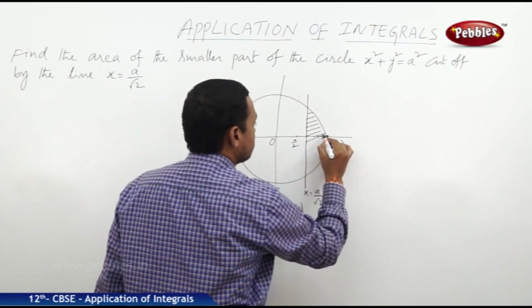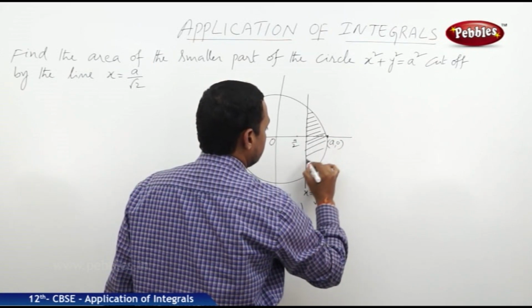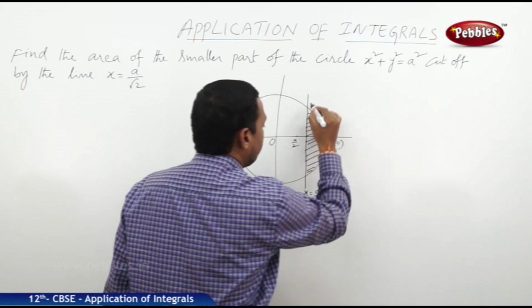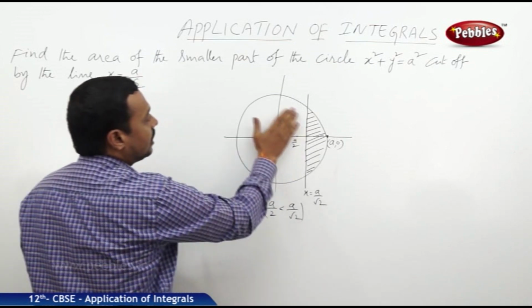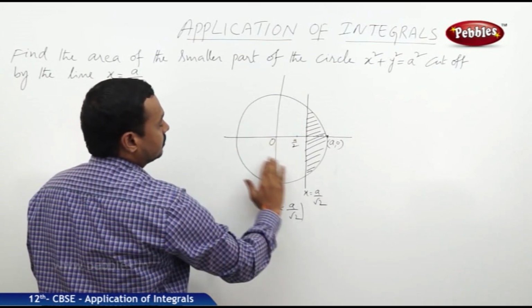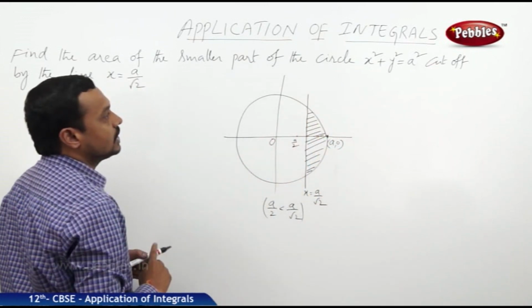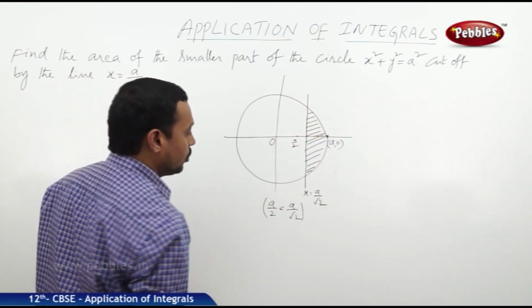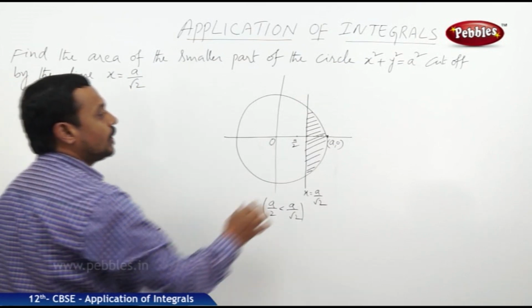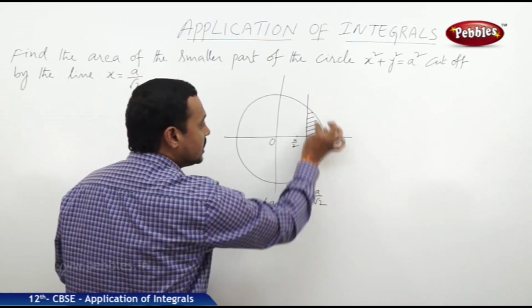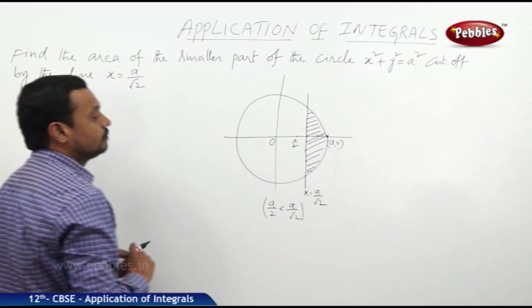Now, this is the smaller part of the circle cut off by the line, and this is the greatest part or larger part of the circle cut off by the same straight line x is equal to a by root 2. But here we have to find the area of this region only, the smaller part region.